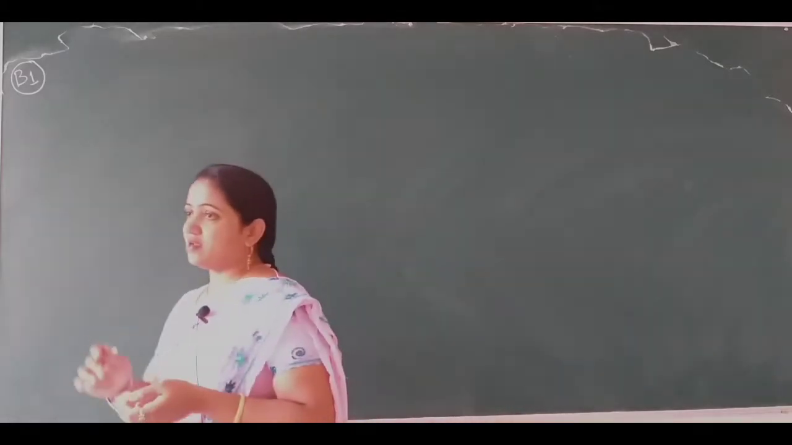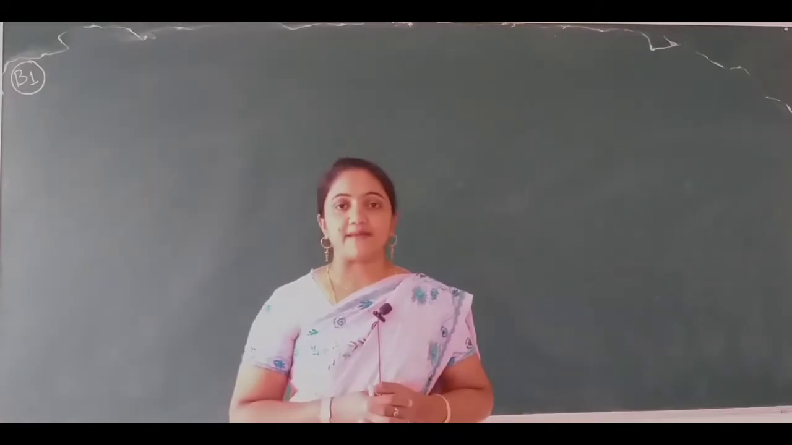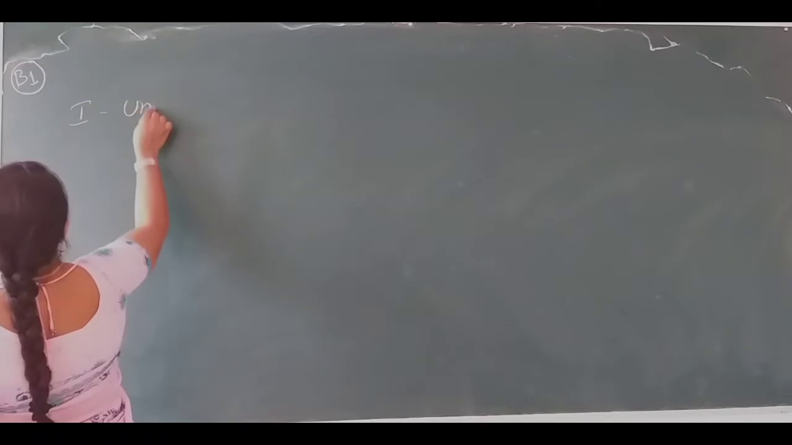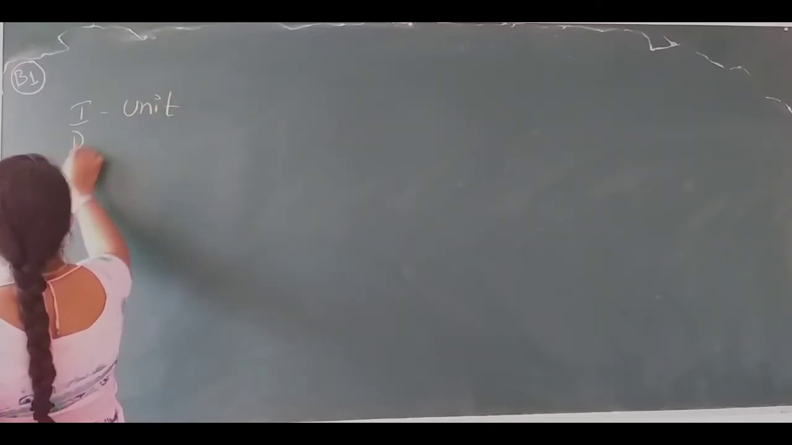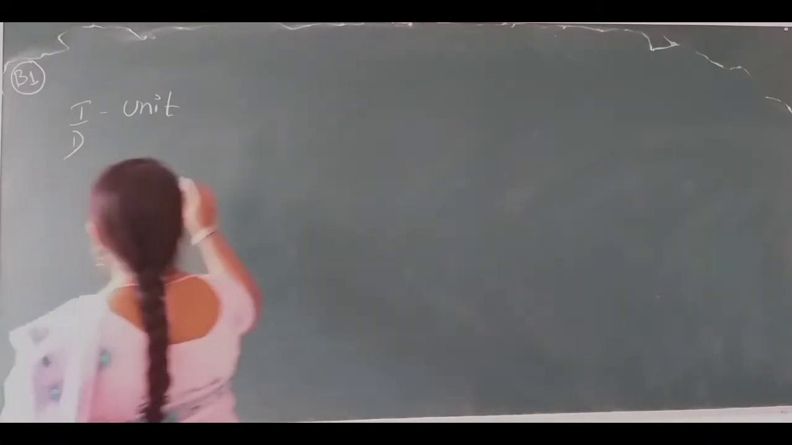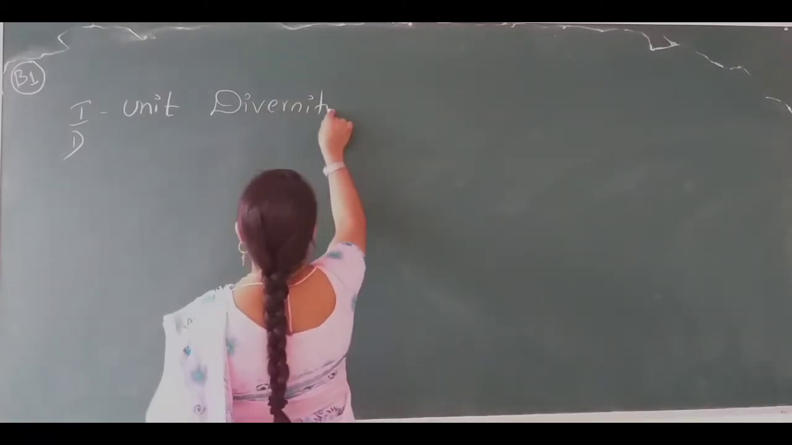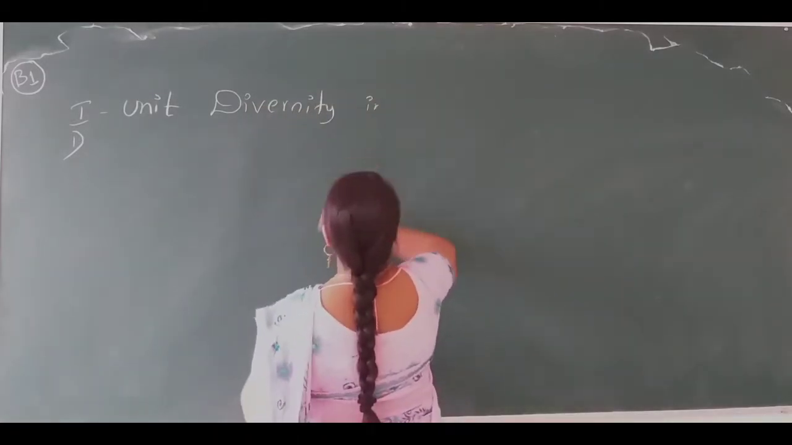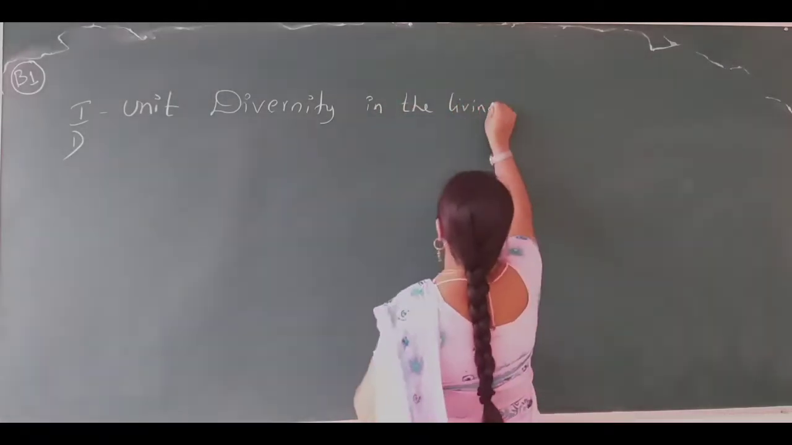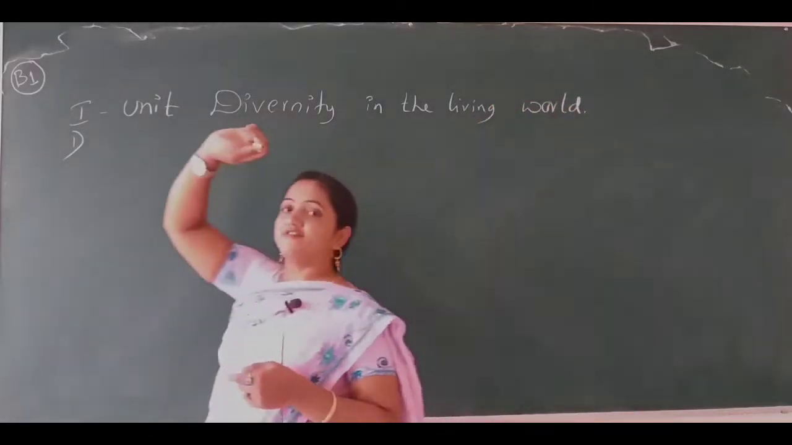Units are there. So in these 5 units, each unit consists of 4 or 5 chapters. Okay, the first unit, unit 1, the unit 1 name is Diversity in the Living World.